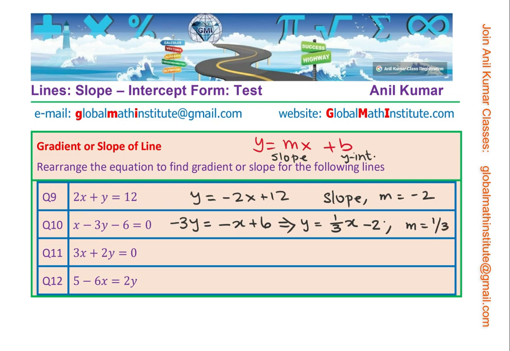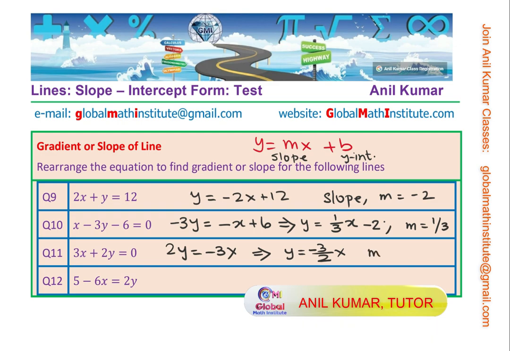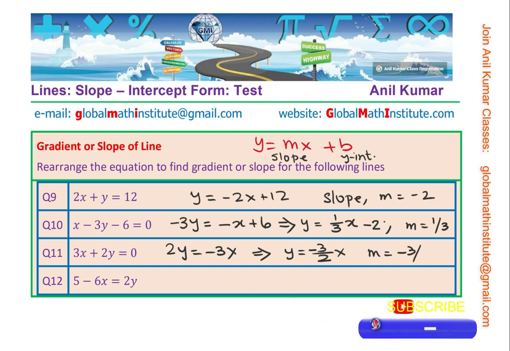Next question is 3x plus 2y equals 0. Let us isolate y. So y equals minus 3x. Now dividing by 2, we get y equals minus 3 by 2 x. Here the y-intercept is 0, but the slope m is equal to minus 3 by 2. Is that clear to you, right?